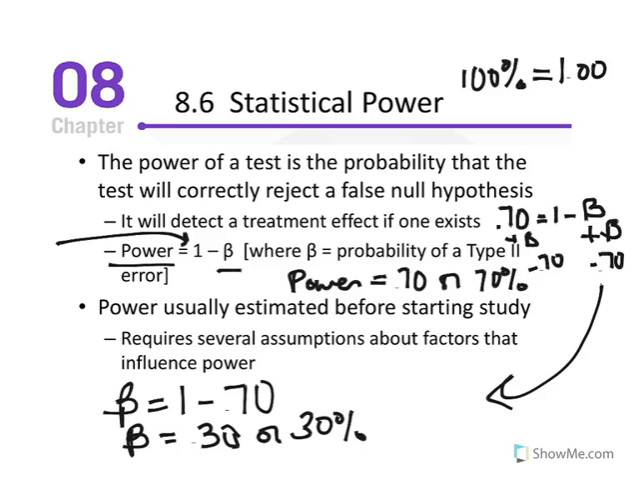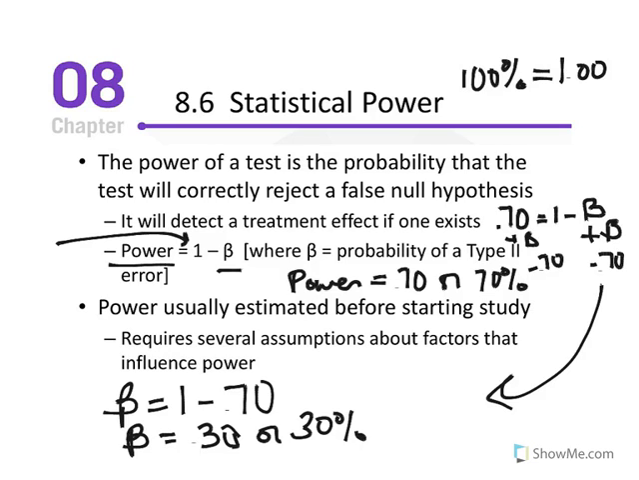Again, power represents the probability that a test will correctly reject a false null hypothesis. And when we do calculate power, again, remember that it's done prior to engaging in the test, prior to collecting data, because it's going to help determine how successful the research will be.